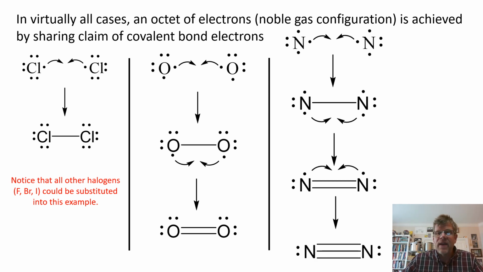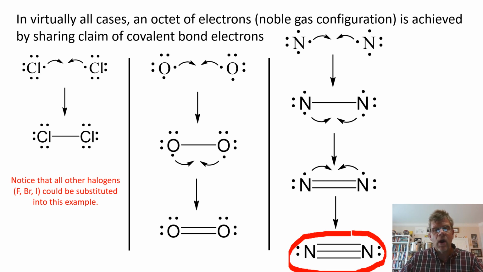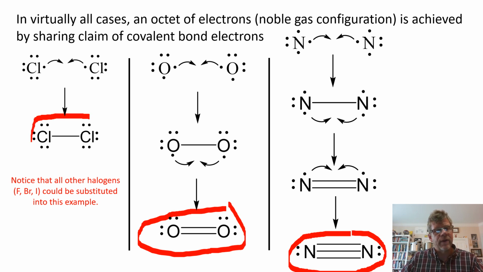Wow. Nitrogen, did we have a triple covalent bond? Yes, a triple covalent bond can indeed occur, and we can do that. So we have a triple covalent bond, and notice on all of these diatoms, we have N2 here, we have O2 here, and we have Cl2, or indeed any halogen, over here.